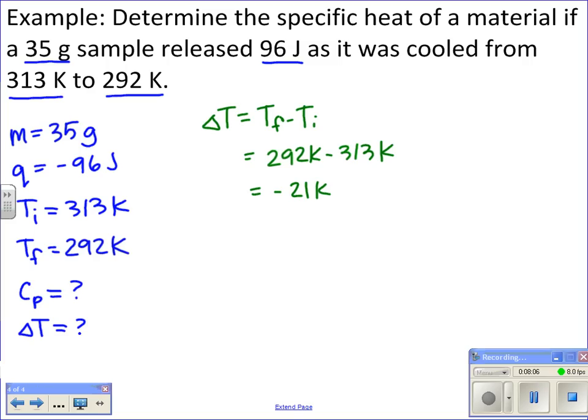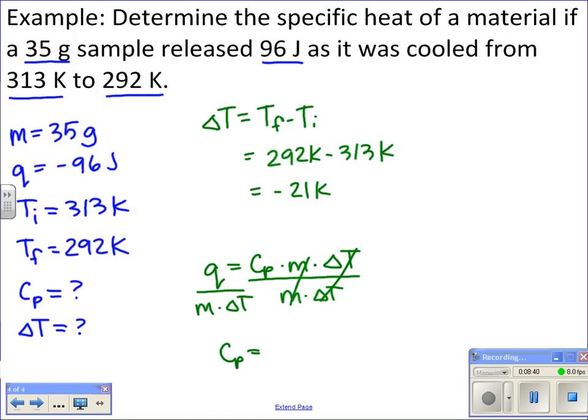Now I can calculate my C sub P based on my equation. Q equals C sub P times the mass times the change in temperature. I'm going to rearrange it for C sub P with the variables, not with the numbers, because I like to write less. So I need to get C sub P by itself on one side of the equation. I'm going to divide by mass and change in temperature. Anything divided by itself will divide out. If you do it to one side of the equation, you have to do it to the other. So I'm going to rewrite this. The specific heat equals the heat divided by the mass and the change in temperature.